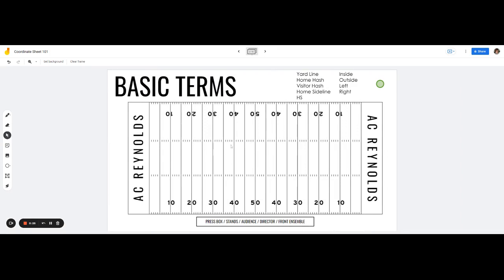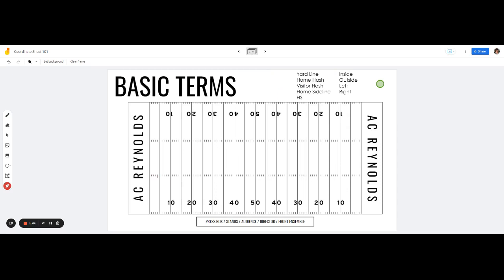Right now, our football field is set up on our screen from the perspective of the press box, stands, audience, director, or front ensemble. So this is where all of that is. Let's talk about some of our important terms. Our yard lines are the really long straight lines that run from sideline to sideline. We have our 40, our 30, our 20, and you'll notice they repeat on both sides. The ones in between are the 5 yards. So we have 50, 45, 40, 35, 30, etc. Those are all of your yard lines.